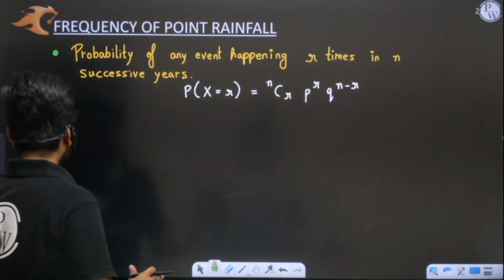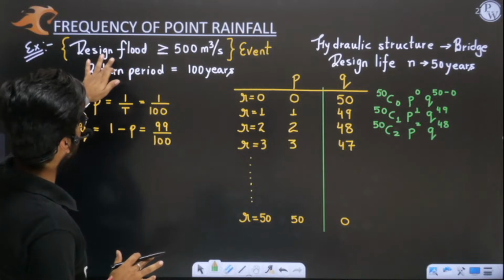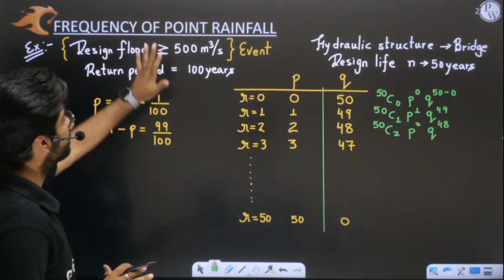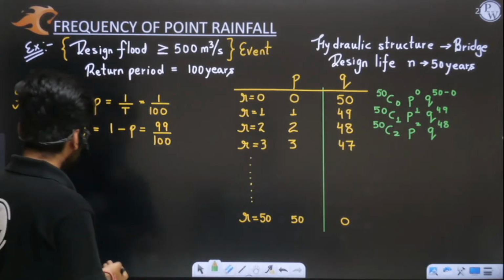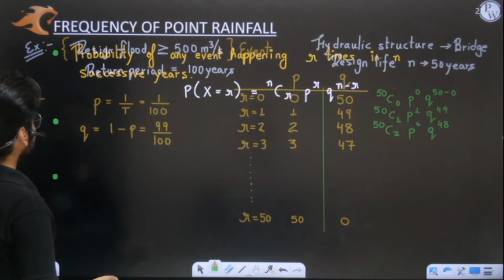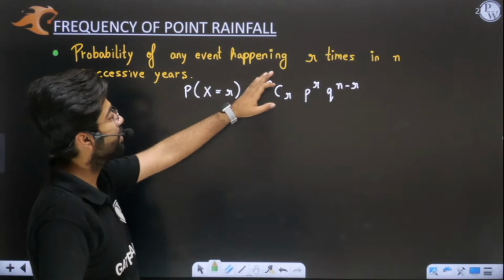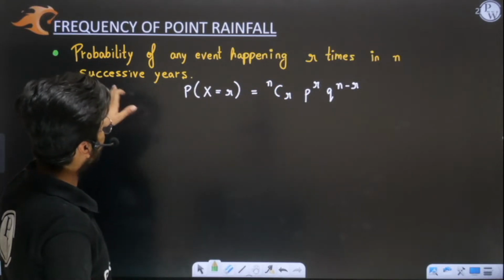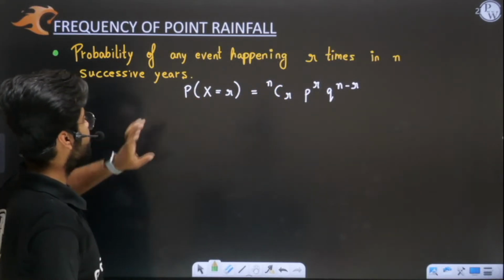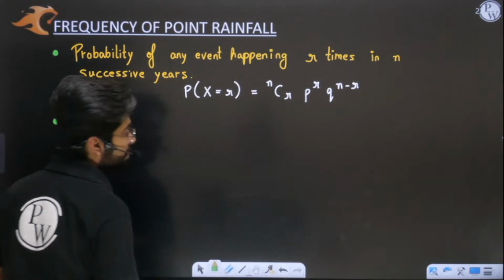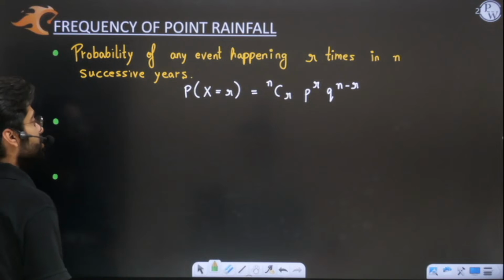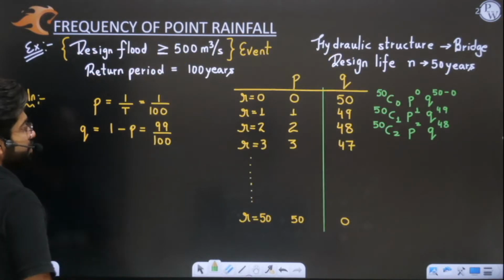Likewise, sir, you can find the probability of any event. And which kind of event have we taken in our example? We have taken the event to be a design flood exceeding 500 meter cube per second. So the probability of any event happening r times out of n successive years is nCr P power r Q power n minus r. I hope this is very, very clear to you. This is very important. You have to remember it.